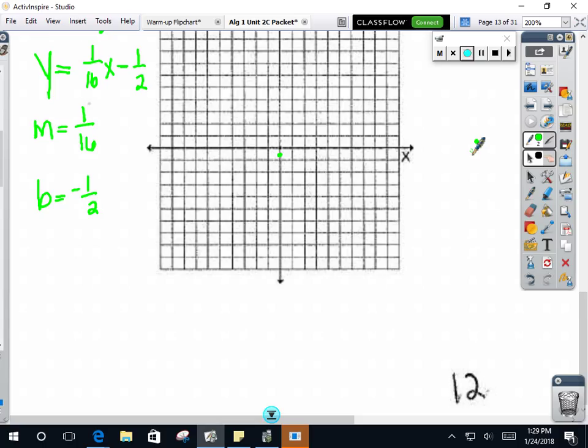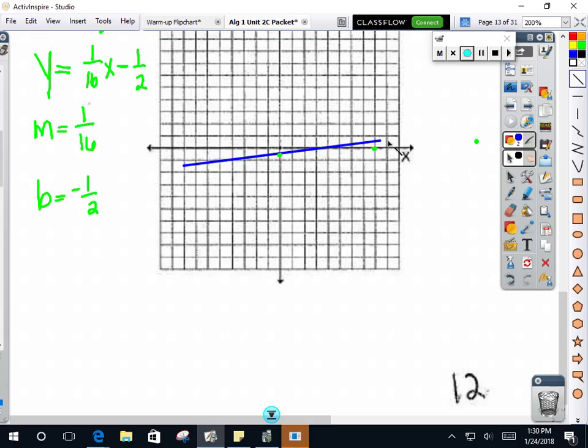Think about it. Instead of going up 1 and right 16, since that goes off the graph, wouldn't it still be on the same line if you just went up half and then right 8? So if you go up a half and then right 8, you will land right here, which, look, still is in the same line as those other two that I had already plotted.